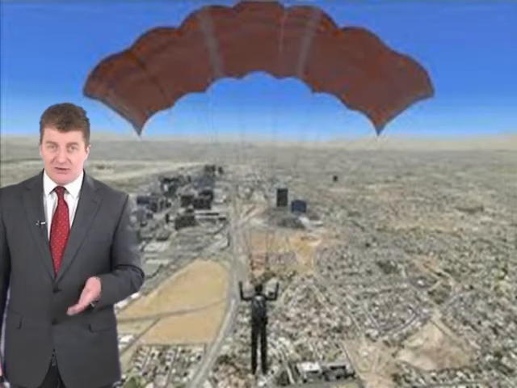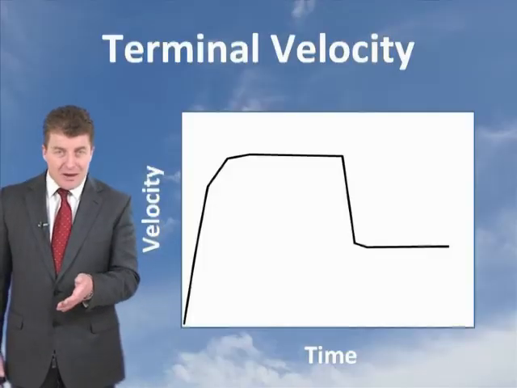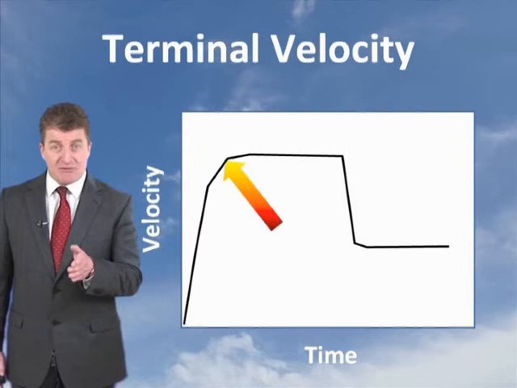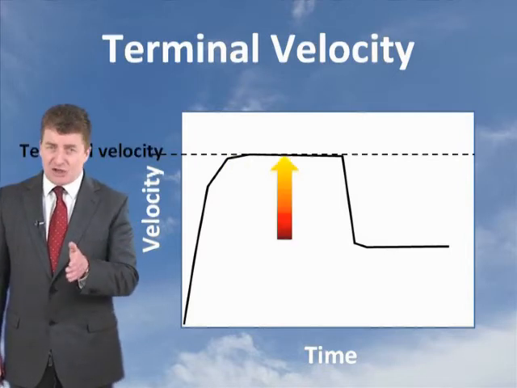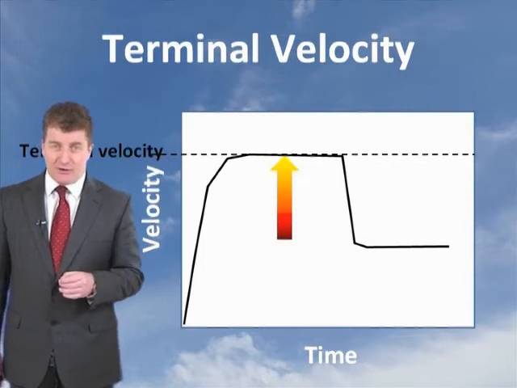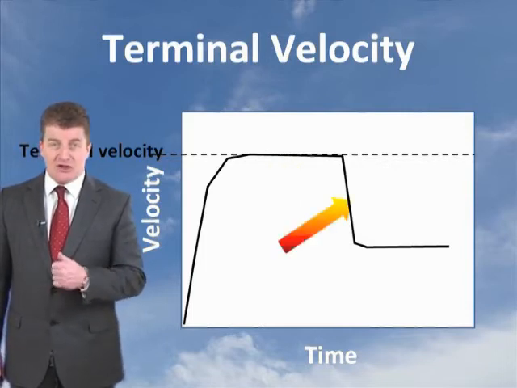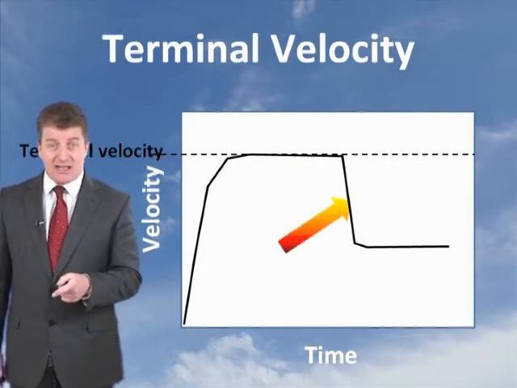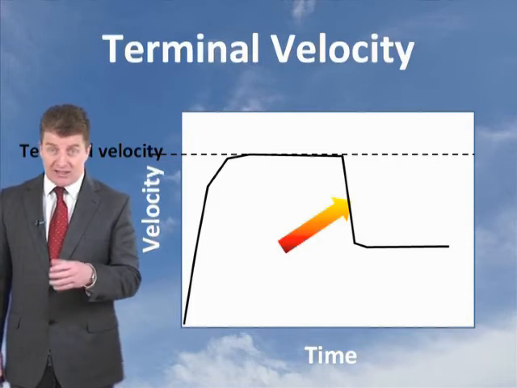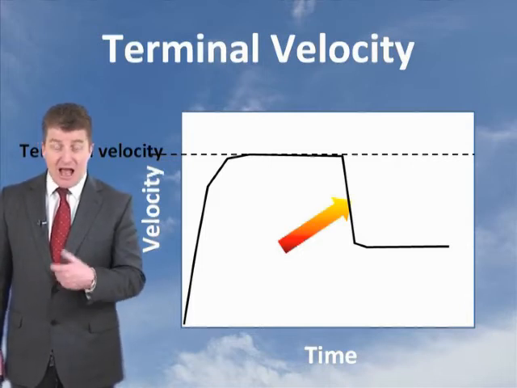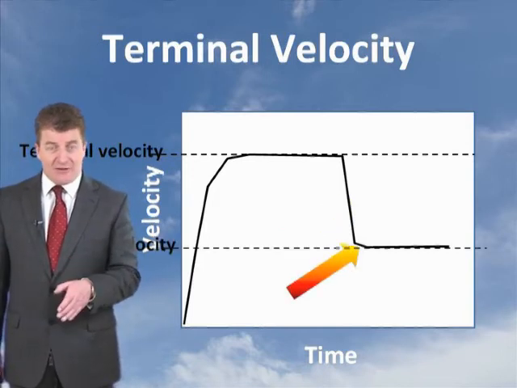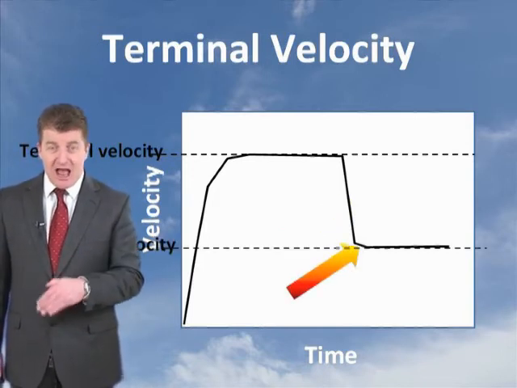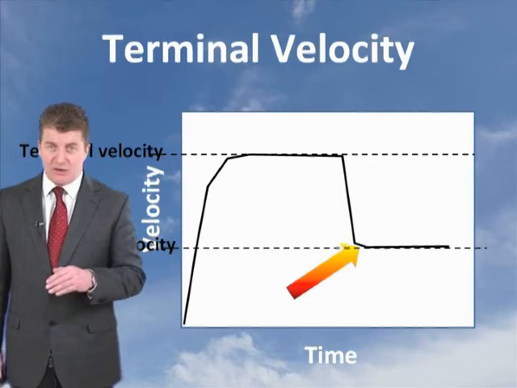Again, this can be shown in this graph here. You jump out of the plane, you accelerate. The rate of acceleration reduces as drag forces arise. Your terminal velocity is reached when the drag forces equal the weight forces. Your parachute opens and the drag forces increase and exceed the weight force. In other words, now you've exceeded the weight forces, and it causes a reduction in velocity. And eventually, the drag forces match the weight force again.